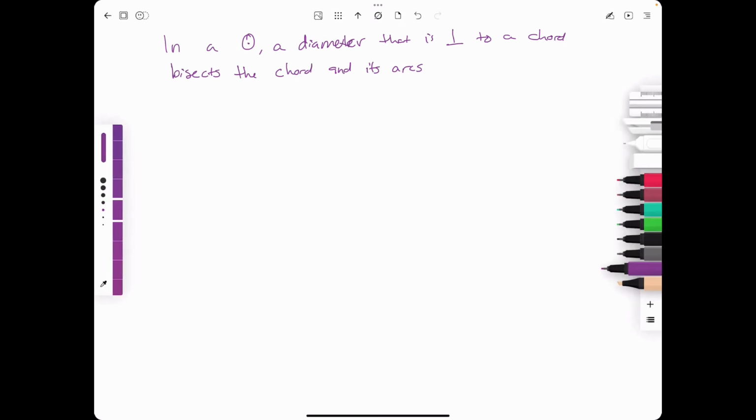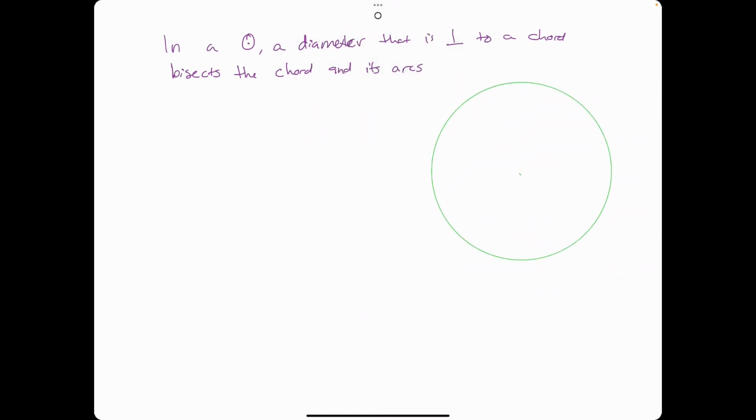In a circle, a diameter that is perpendicular to a chord bisects the chord and its arcs. So if I pull in a quick circle again, if I have a diameter and it intersects a chord, this is congruent to this, as well as this one congruent to this one. The arcs are congruent. Okay, that's the first of the theorems.